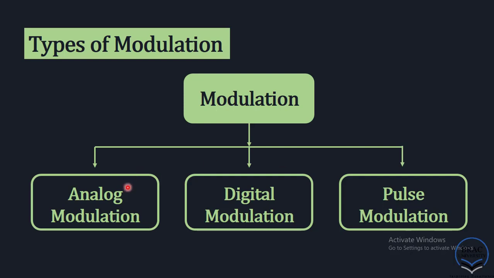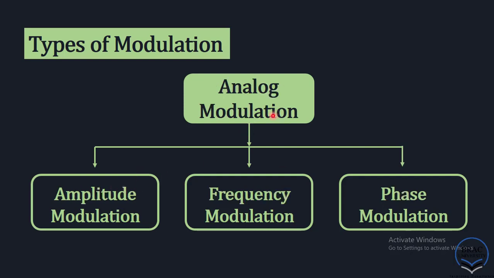First of all, analog modulation. Analog modulation can be further divided into three types: amplitude modulation, frequency modulation, and phase modulation. Frequency modulation and phase modulation are collectively called angle modulation. So we have two types of analog modulation. The first one is amplitude modulation, and then frequency and phase, which are called angle modulation.